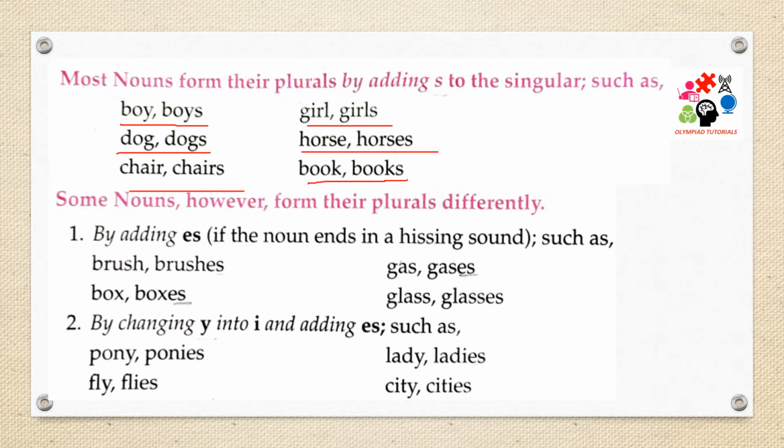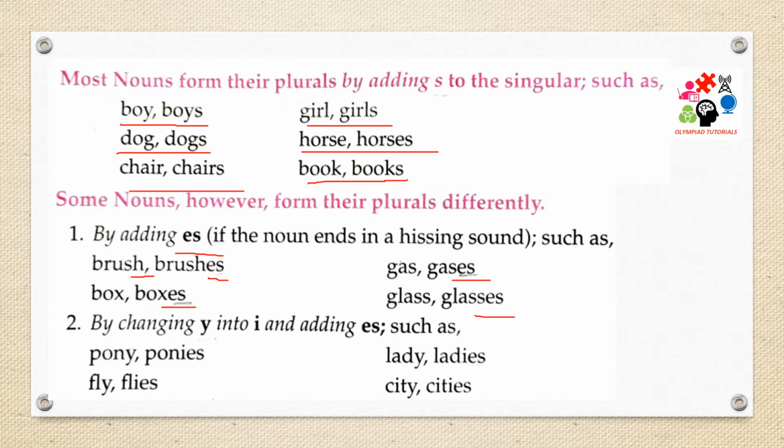Now some nouns can be formed in a different way. Some nouns form their plurals by adding es. If the noun ends with a hissing sound, like brush, here you can see a hissing sound is at the end, it will become brushes. Box will become boxes. Gas will become gases. Glass will become glasses.